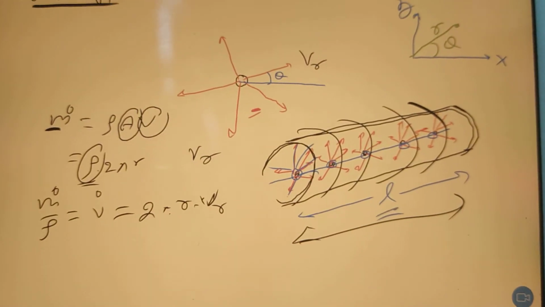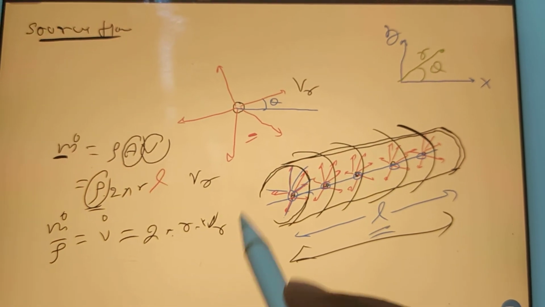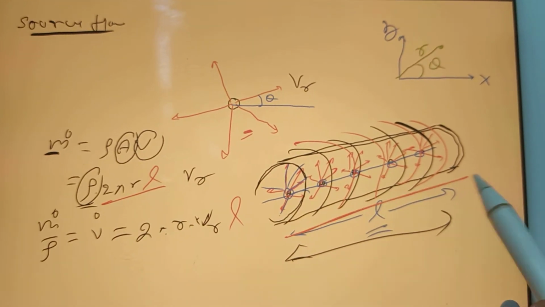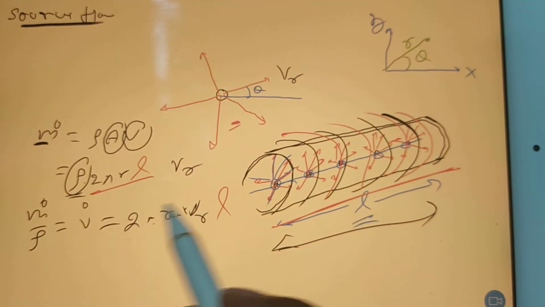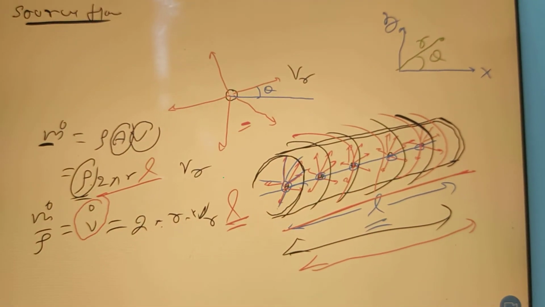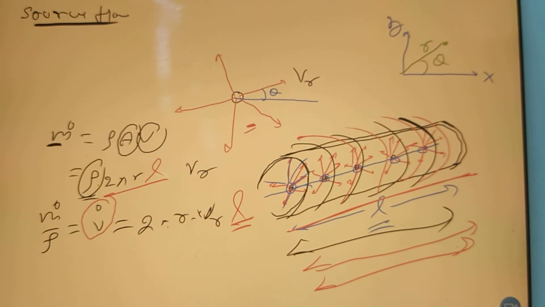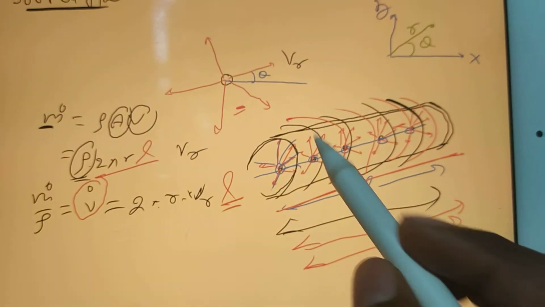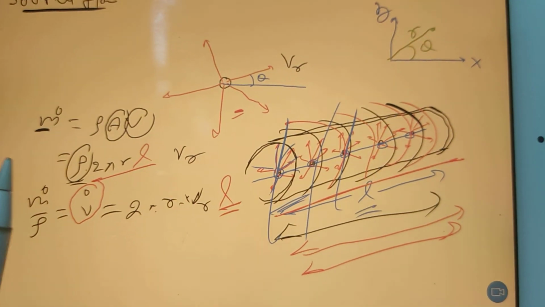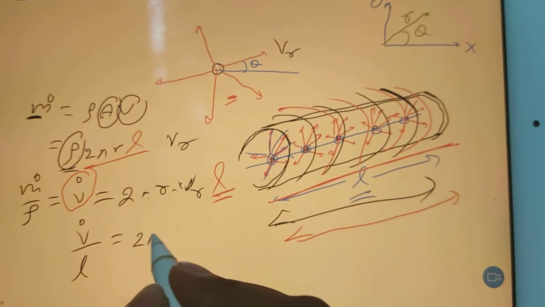Correct? Now what can you do? Sorry, I'm missing L here: 2 pi rL, because this 2 pi rL is the total curved surface area of the cylinder. This L is the height of the cylinder, you can consider it like that. Now, for volume flow rate per unit length, your length can be of any height. So we are going to define volume flow rate only passing out from unit length. For that purpose, we have to divide this V dot by L, which will give you 2 pi r VR.